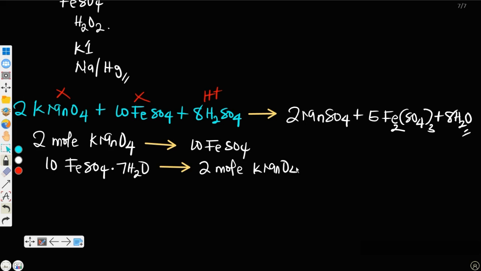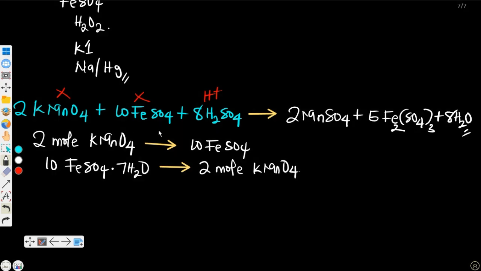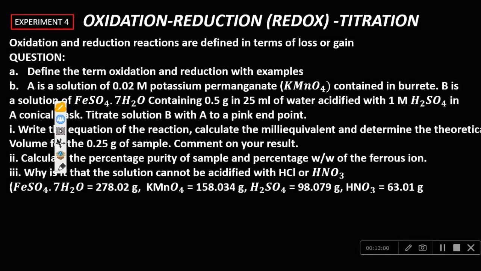Look at it. It was given in the question so that you will not confuse yourself. It said A is a solution of potassium permanganate contained in a burette. B is a solution of ferrous sulfate heptahydrate. But whichever case you do, 2 moles of this potassium permanganate usually react with 10 moles of what? Anything you have here, right?